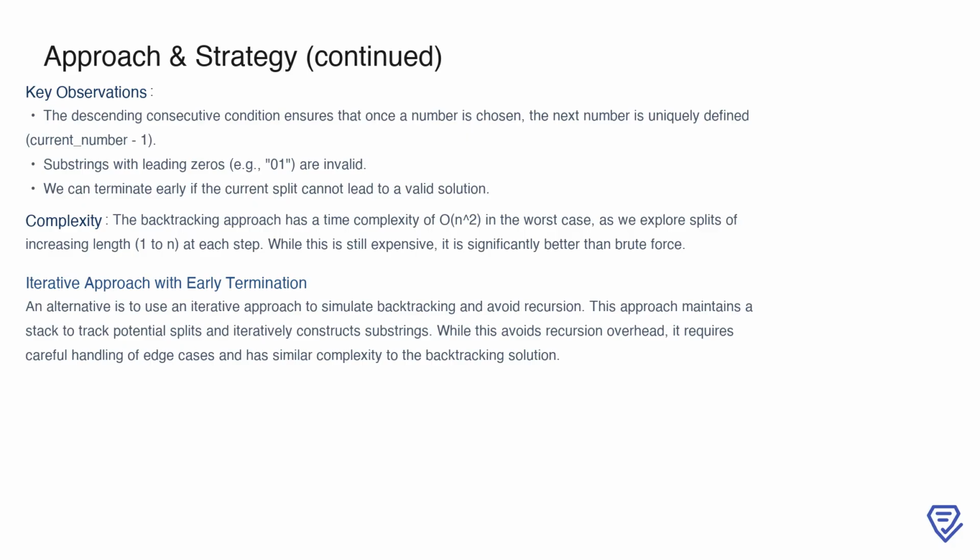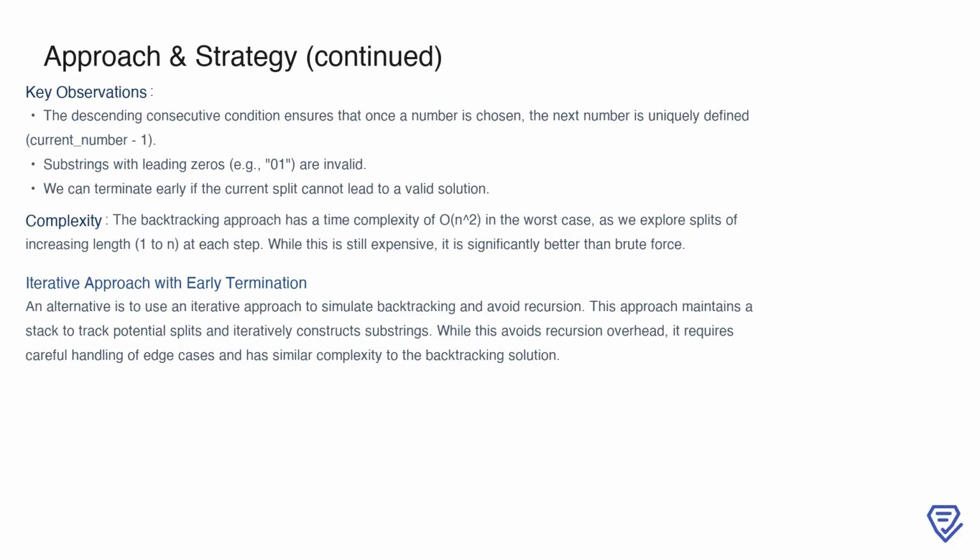A better approach involves using optimized backtracking. Instead of generating all possible splits, we dynamically explore potential splits while pruning invalid options. The process begins by creating substrings of increasing length from the start of the string. Each time we construct a substring, we check if it forms a valid descending sequence with the previously chosen number. If it does, we recursively attempt to split the remaining portion of the string. If we reach the end of the string with valid splits, we return true. Otherwise, we backtrack and try other possibilities.